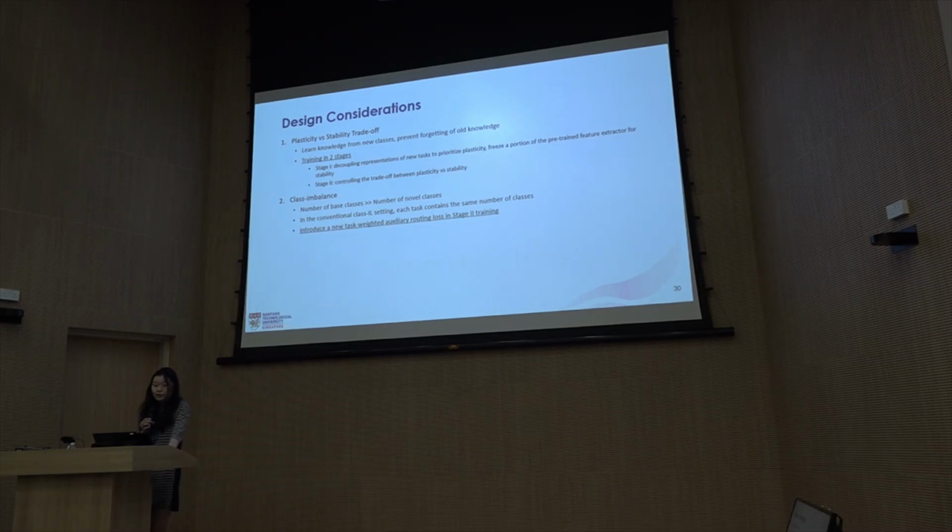And the next problem is class imbalance. So in the conventional class incremental learning setting, each task contains the same number of classes. But in this setting, the number of base classes is a lot more than the number of novel classes. And so we address this by introducing a new task-weighted auxiliary routing loss in the second stage of training. And to facilitate knowledge sharing, we'll distill knowledge from other clients through FL on a subnetwork in the first stage of training.